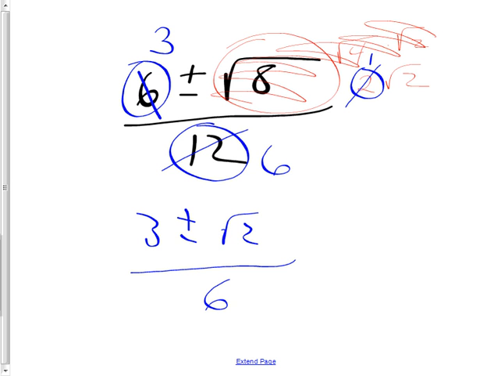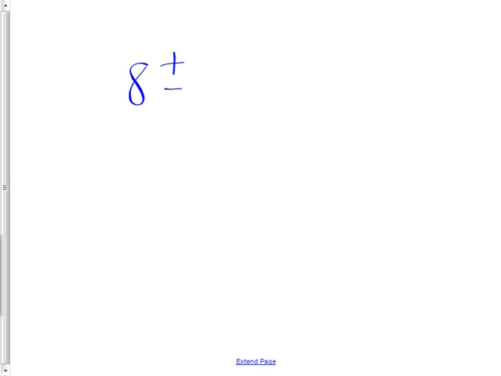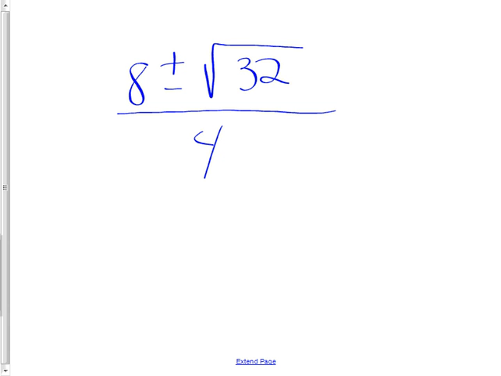How many of you could have done that by yourself? All right, so let's try another one like it. 8 plus or minus the square root of 32 all over 4. My first thought is simplify the square root of 32.